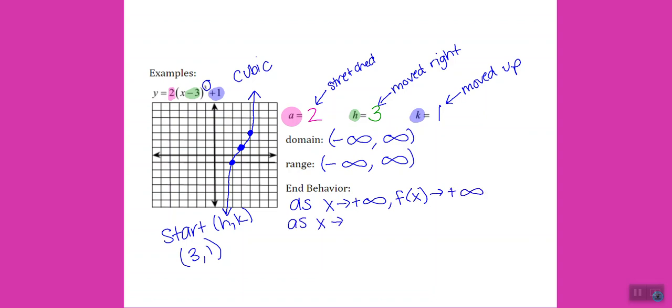As x goes to negative infinity, it is still negative infinity, even though we don't see this cross over into the negatives for the y values here. It does eventually, it's just at a very low y value. So as x goes towards negative infinity, f of x is going towards negative infinity because it's pointing down.